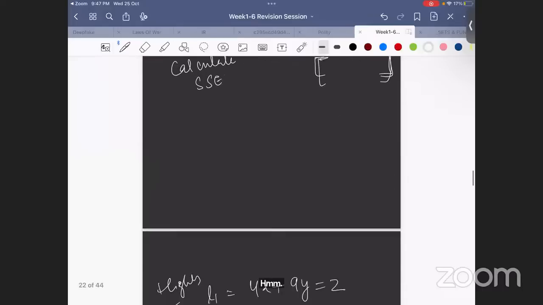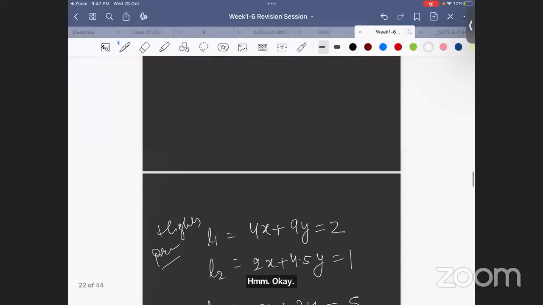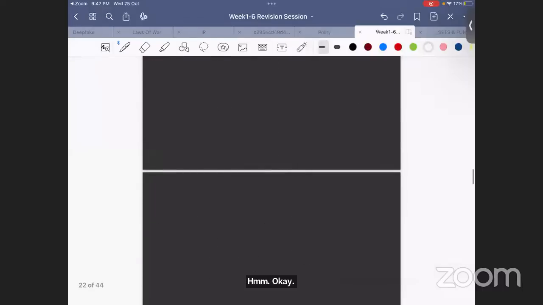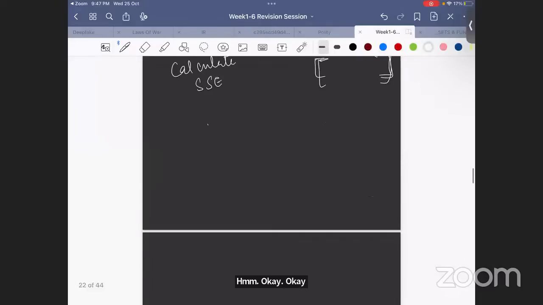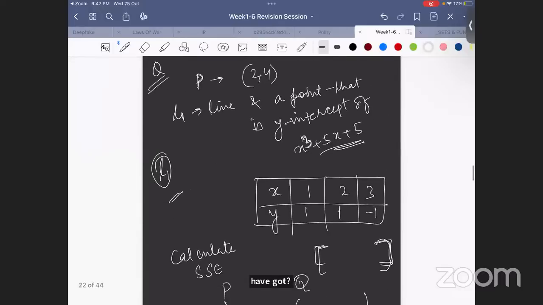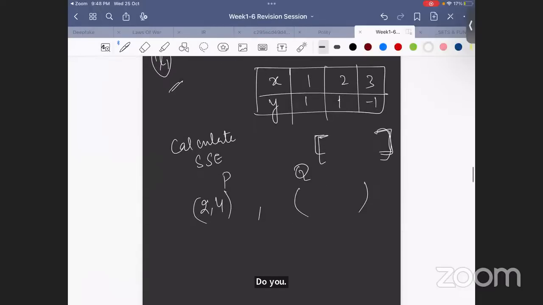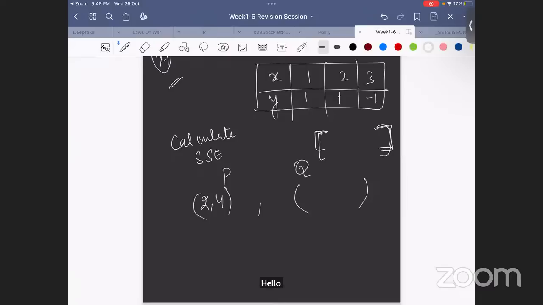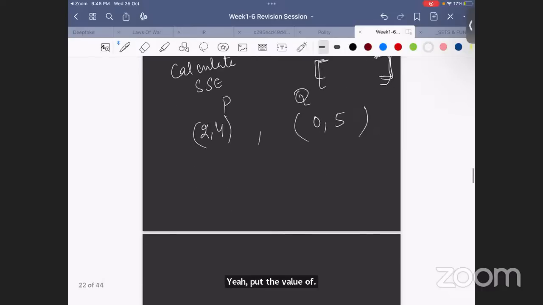Okay. Let's solve this. So what has been given? One point is (2,4). What is the other point you have got? (0,5). That's the y-intercept. I told you how to get the y-intercept, right? When x equals 0. Put the value of x equals to 0, and you are getting (0,5).